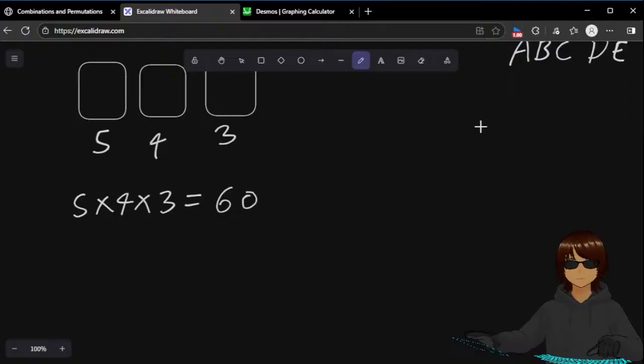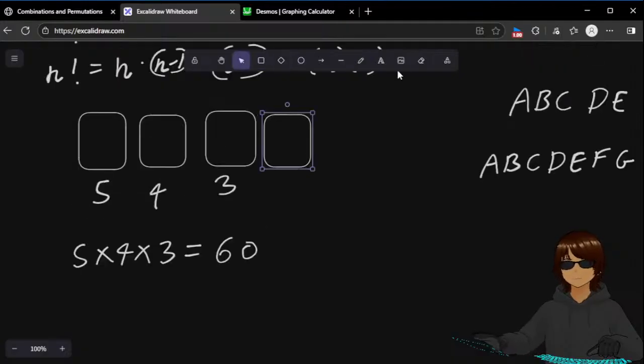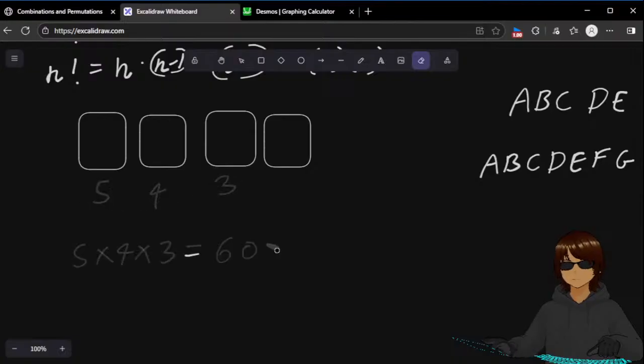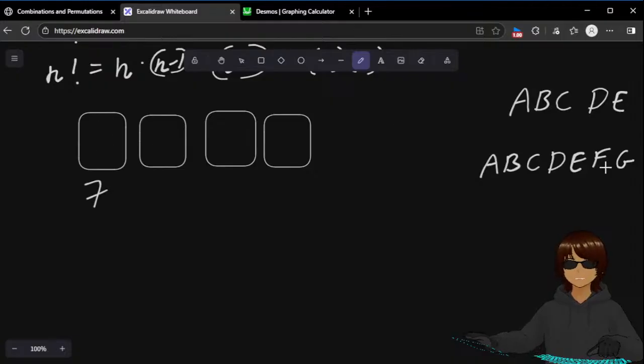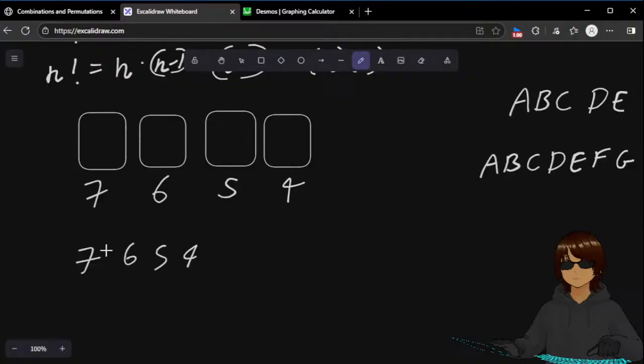Similarly, if I have A, B, C, D, E, F, G, 1, 2, 3, 4, 5, 6, 7 options, and I chose 4 boxes, then I have 7 options for the first one, A, B, C, D, E, F, G. After I choose one, I then have 6 options for the second. After I choose this one, I then have 5 options for the third, and then I would have 4 options for the fourth one. So in total, I would have 7 times 6 times 5 times 4 options in total.